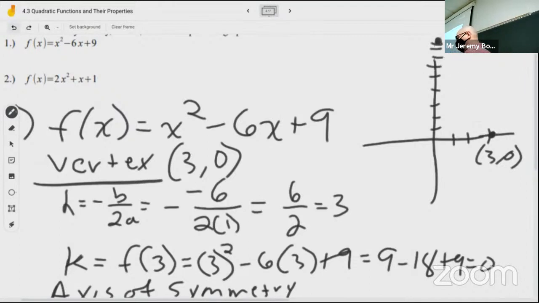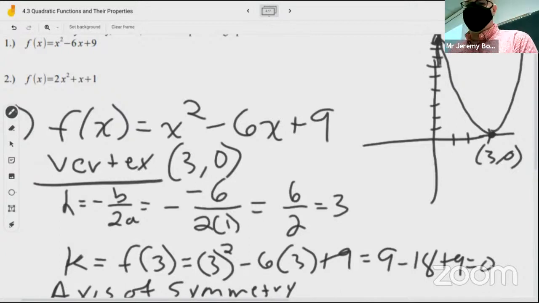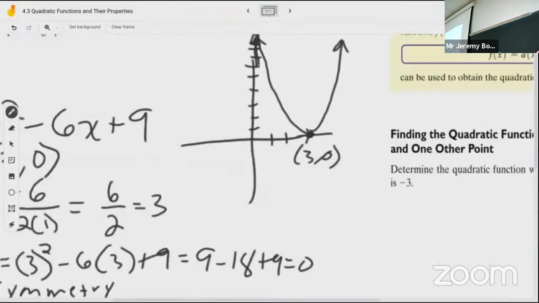You'll have a tool at least to do it. You can use the symmetry as well to help you graph it if need be. Any questions on that one? All right, see if we can knock out the second one.